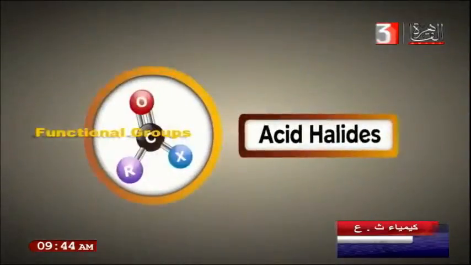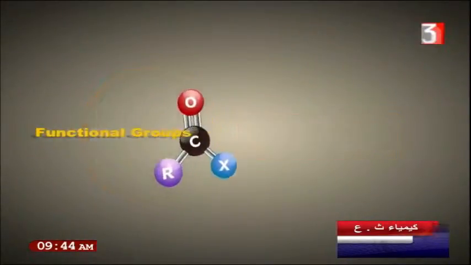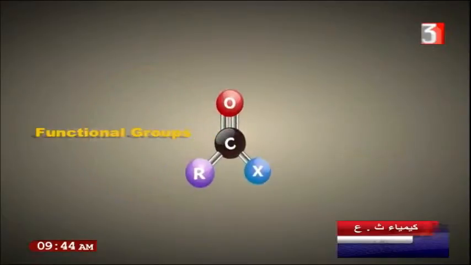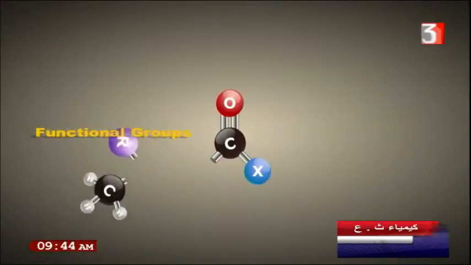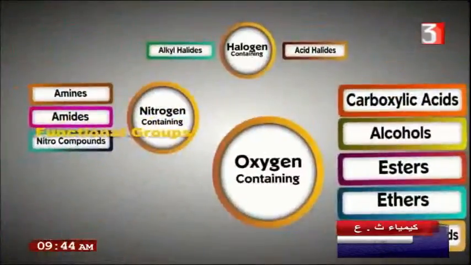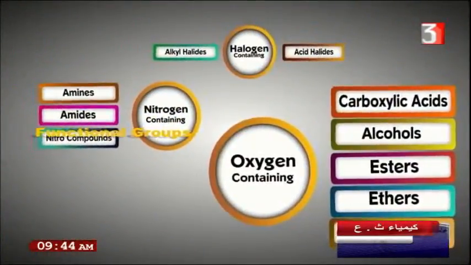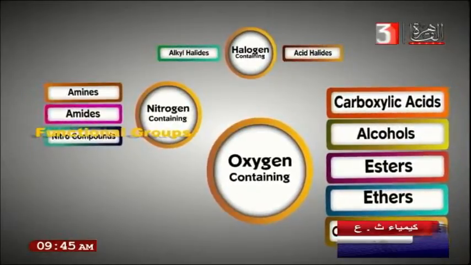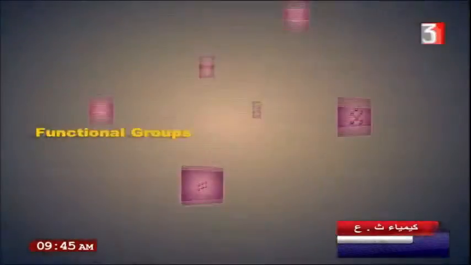What about acid halide? Acid halide has the same C double bond O, R, and X. X here may be fluorine, chlorine, bromine, or iodine, replaced by alkyl group CH3, acetaldehyde. You see, it's very important to say that. Now, halogen means acid halide and alkyl halide.